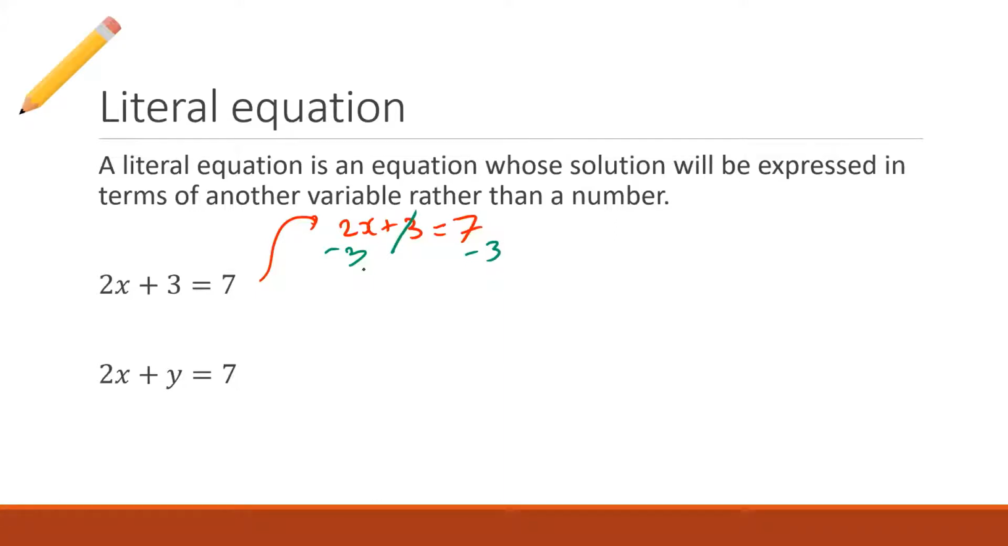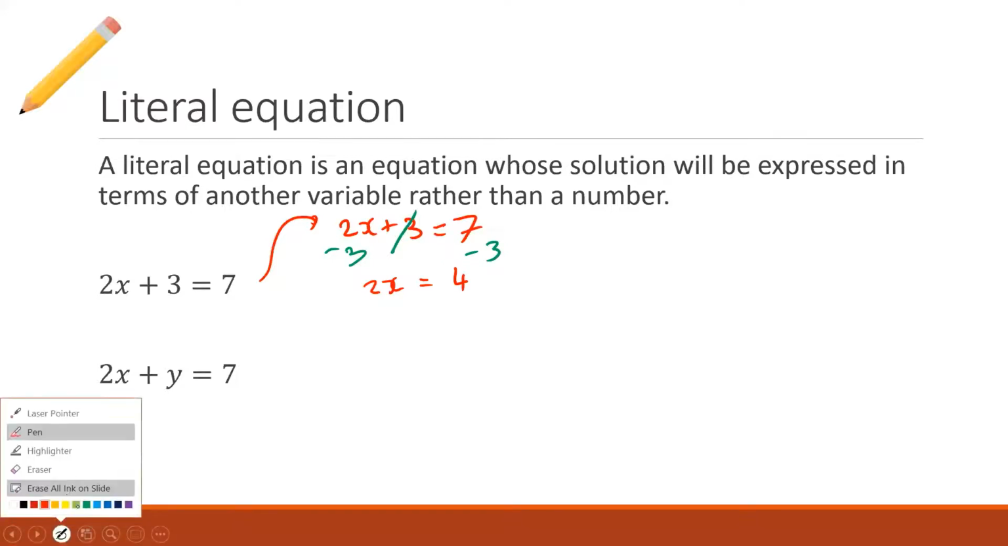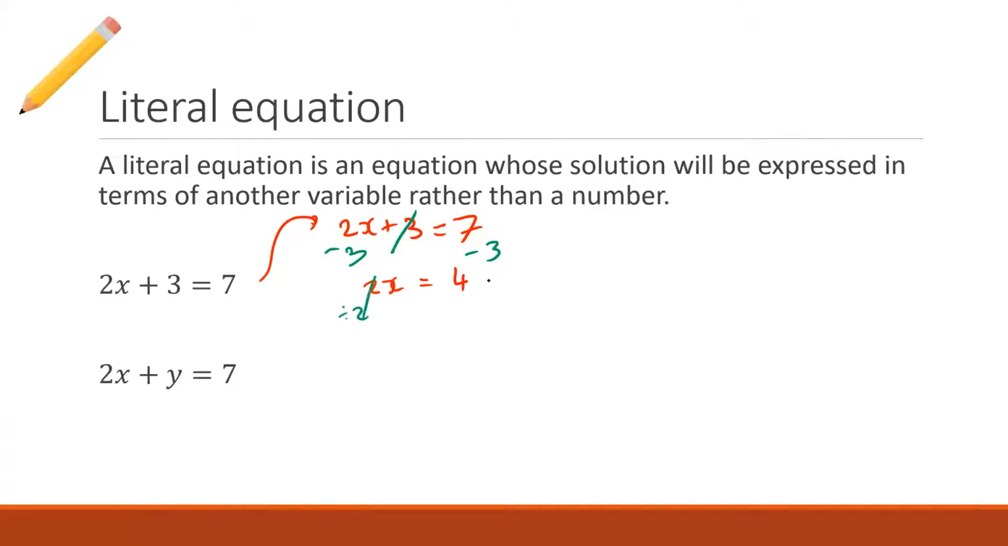That means we're going to have 2x equals 4, which means our last step is going to be divide by 2, which cancels out that, which gives us x equals 2. Done. Easy. X is a number, it equals 2. Now this guy is a little bit different. 2x plus y equals 7.